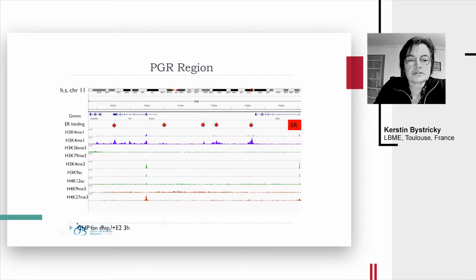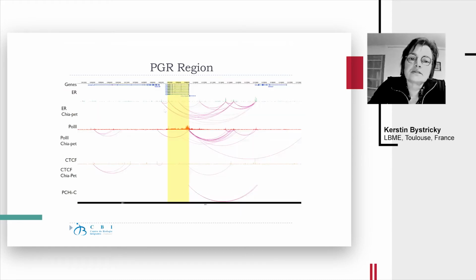So we are interested in this region. Also, when you look at existing data and our own data, you can see that there are quite some long-range interactions that seem to happen. You can do estrogen receptor ChIA-PET or Pol II ChIA-PET, and you see that there are quite some contacts that are happening between this sort of region here upstream of this progesterone receptor gene.